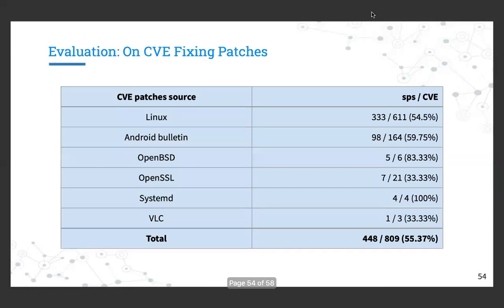And on CVE patches, we identified that 55% of the patches are safe. That means even in the absence of CVE numbers, Spider could have helped in propagating the 58% and 55% of the patches to all the vendor repositories.